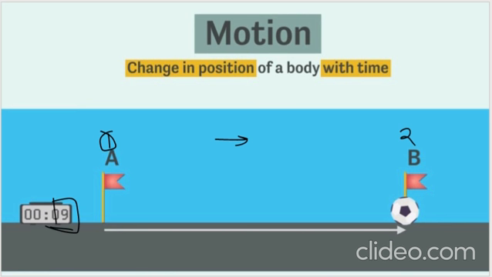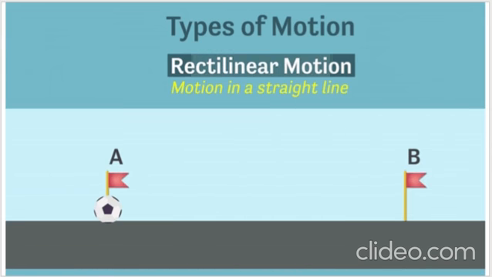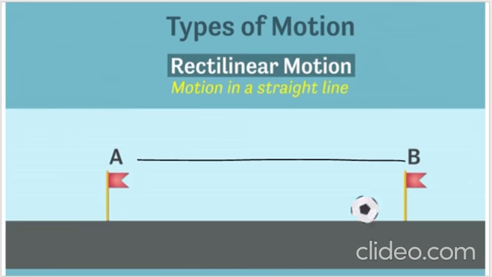Now there are different types of motions we have to study. The first type of motion is rectilinear motion. This is known as the motion in a straight line. Whenever the motion is happening in one straight line, for example, the ball went from point A to point B in a straight line, that is known as rectilinear motion.